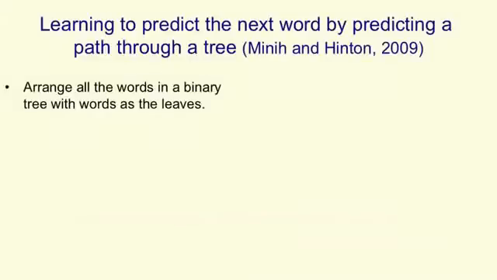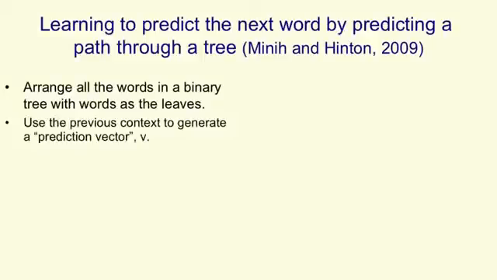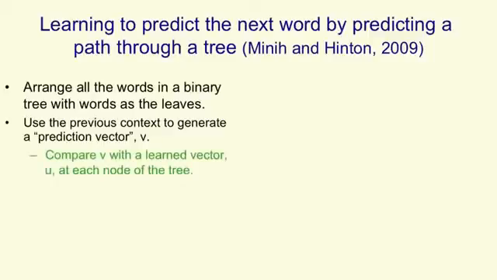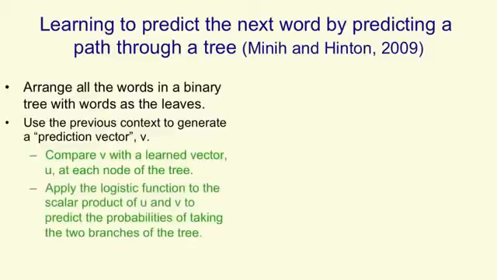A different way to avoid a great big softmax is to structure the words into a tree. So we arrange all of the words in a binary tree with the words as its leaves. We then use the context of previous words to generate a prediction vector v. We compare that prediction vector with a vector that we learn for each node of the tree. The way we do the comparison is by taking a scalar product of the prediction vector and the vector that we've learned for the node of the tree, and then we apply the logistic function to that scalar product, and that will give us the probability of taking the right branch in the tree, and 1 minus that gives us the probability of taking the left branch in the tree.